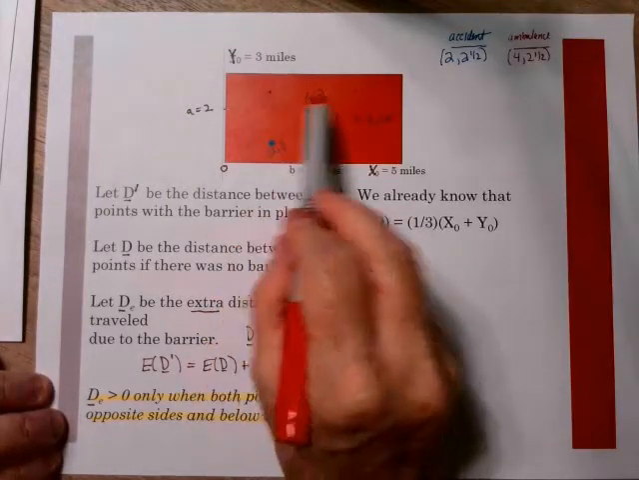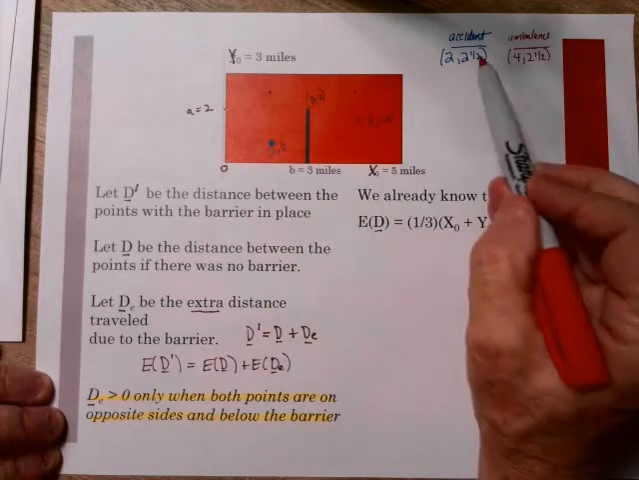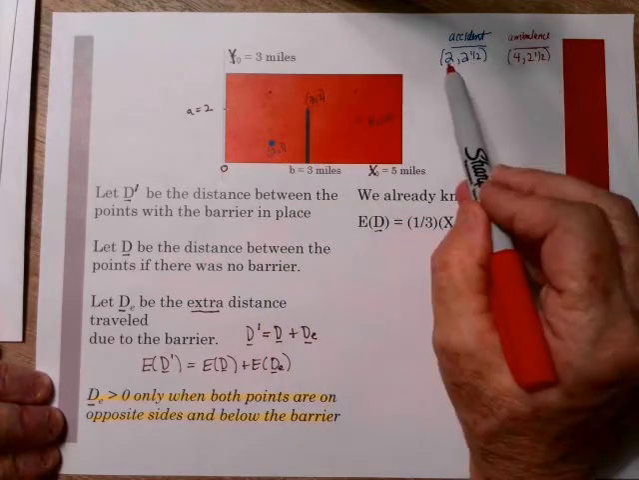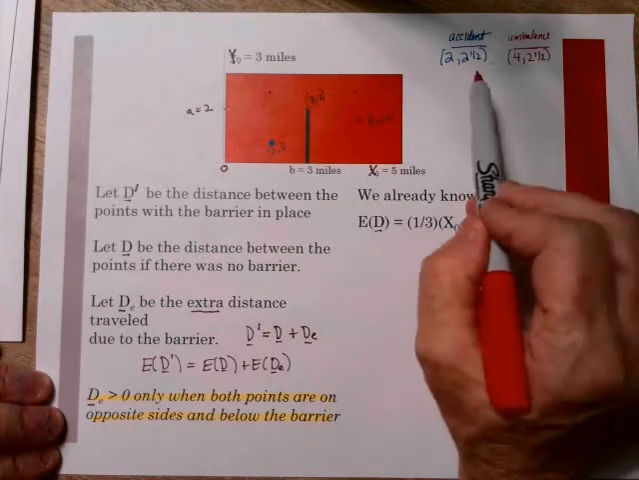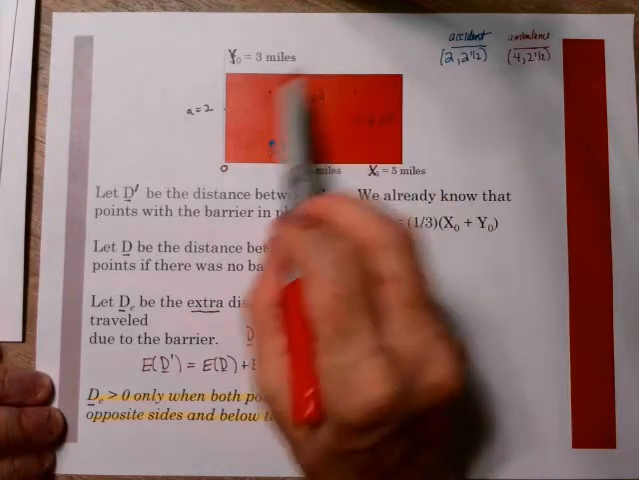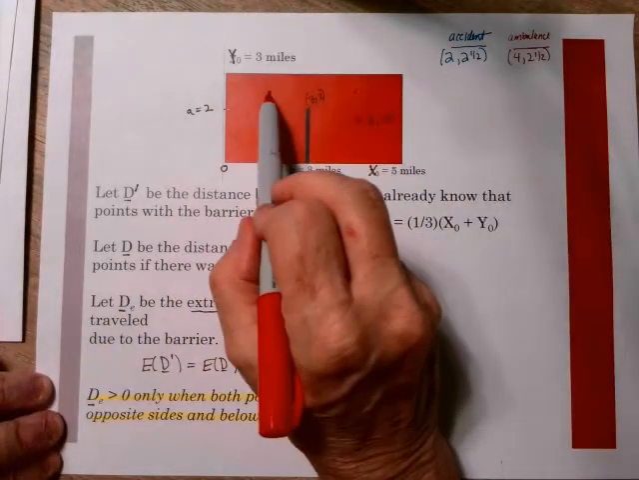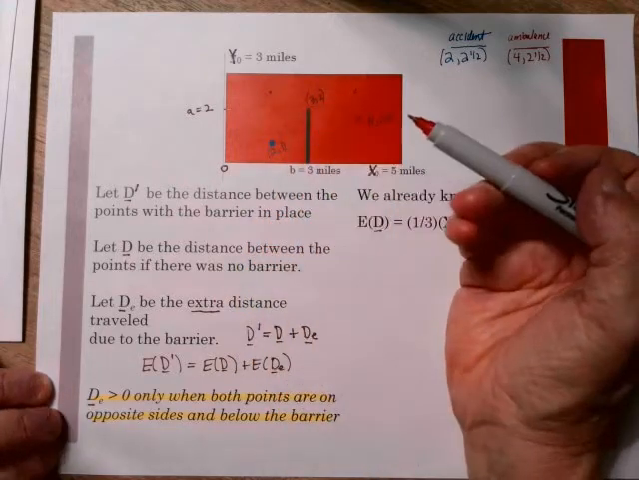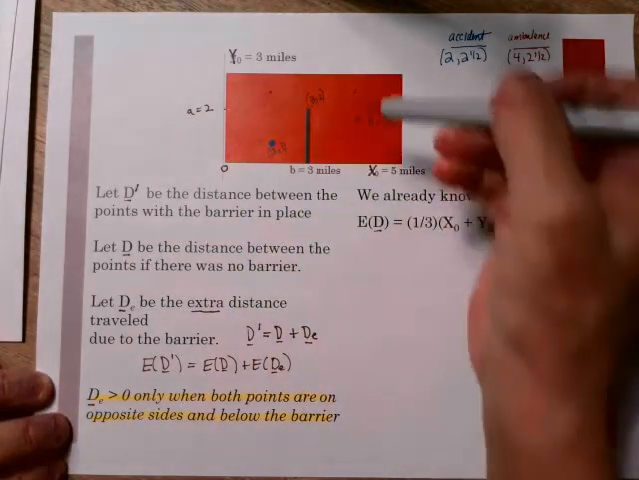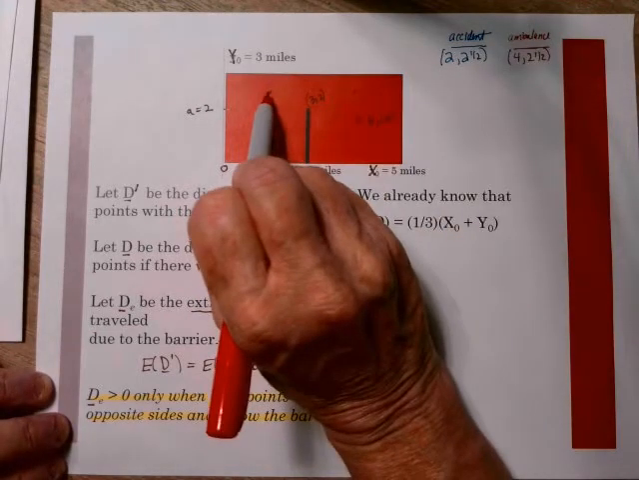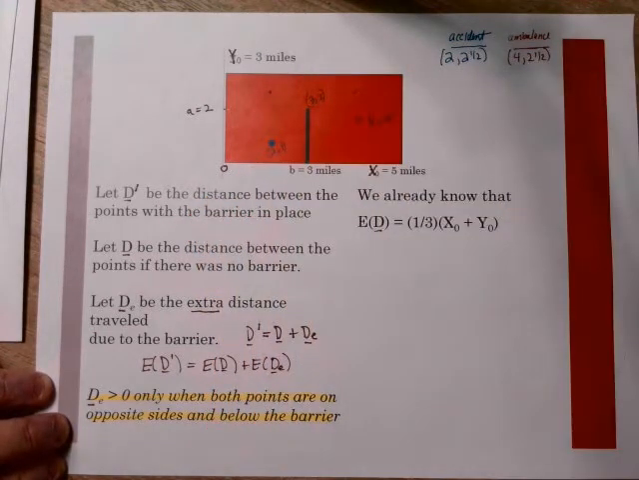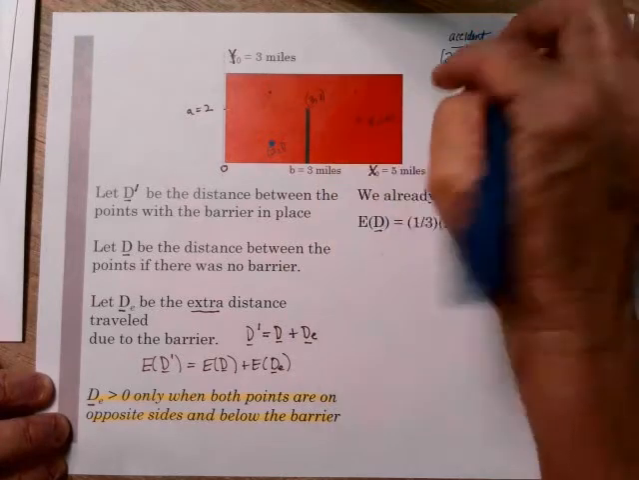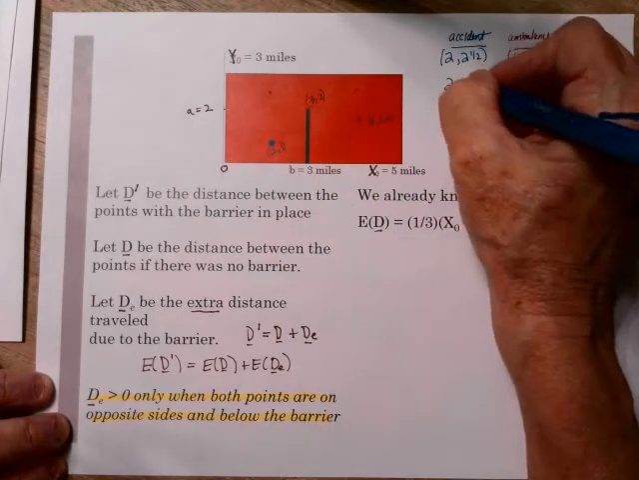So the rectilinear distance between these 2 points is 0 in the y direction, and it's the absolute value of 2 minus 4 in the x direction, but there's no extra distance. In other words, for me to get from here to here, the barrier is not a problem at all. And what if I keep my accident at 2, 2.5?